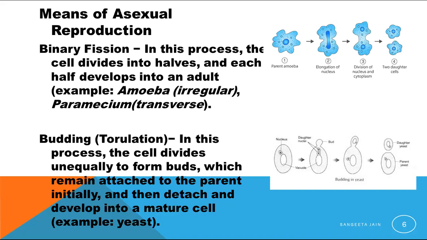Budding, or torulation: in this process, initially a small bud arises on the parent body. The parent nucleus divides and the daughter nucleus moves into the bud, which then detaches and develops into a new mature cell. Example: yeast.